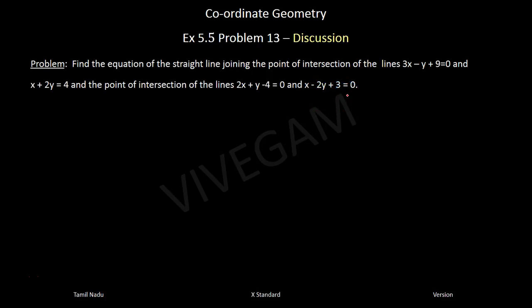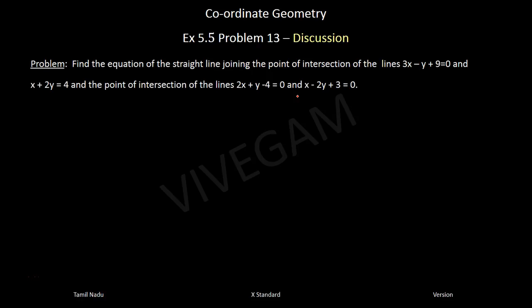So what they're giving is you have one set of equations, right? You solve this, you'll get one point of intersection, and another point of intersection from these two equations. So the required line is the line joining the first point and the second point. Okay, so that is what the problem is all about. So all we need to do is solve the first pair of equations, get the first point. Solve the second pair of equations and get the second point. Then use the two-point form equation of the straight line and get the equation of the straight line.